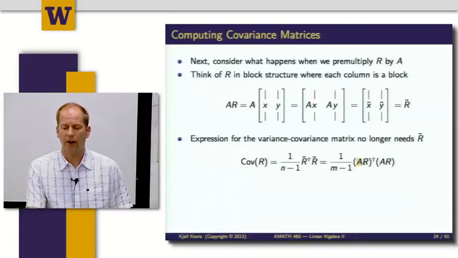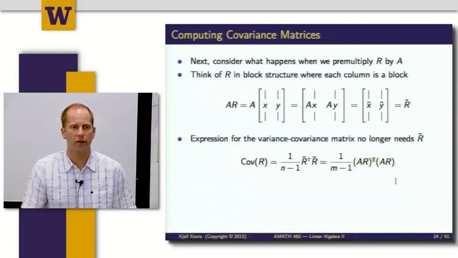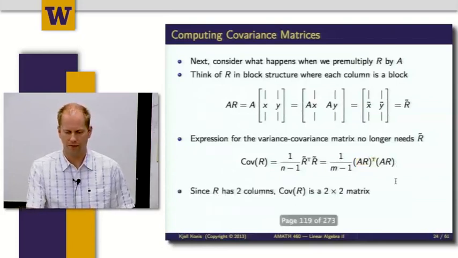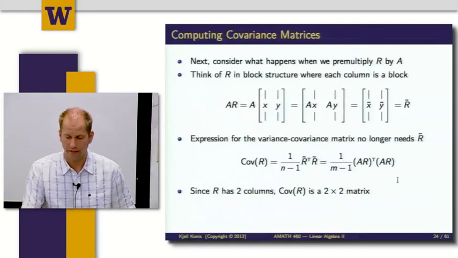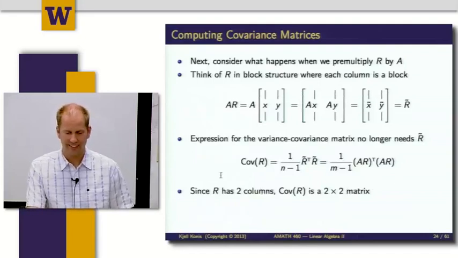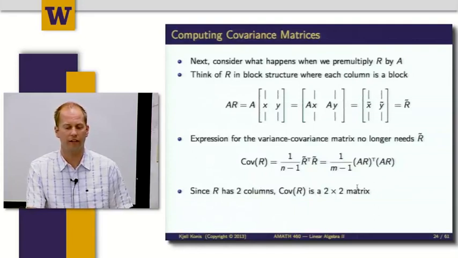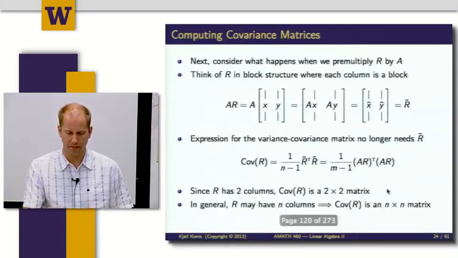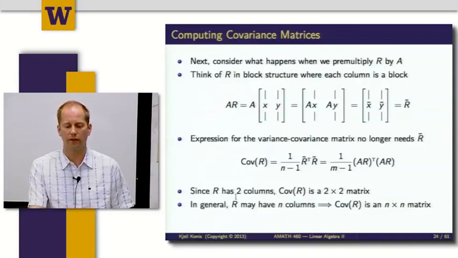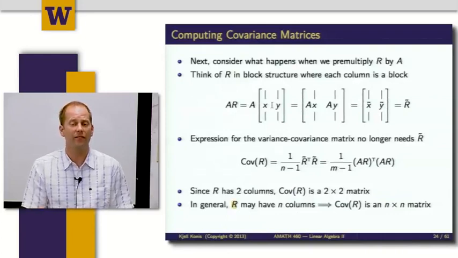And now I have a product here and a transpose, so I might as well use my transpose rules. Oops, I guess I'm getting ahead of myself. So let's see. Since R has two columns, the covariance matrix for R is going to be a 2 by 2 matrix. Okay, so in general, what I wanted to communicate here was I'm trying to do a 2 by 2 matrix just to keep things simple.